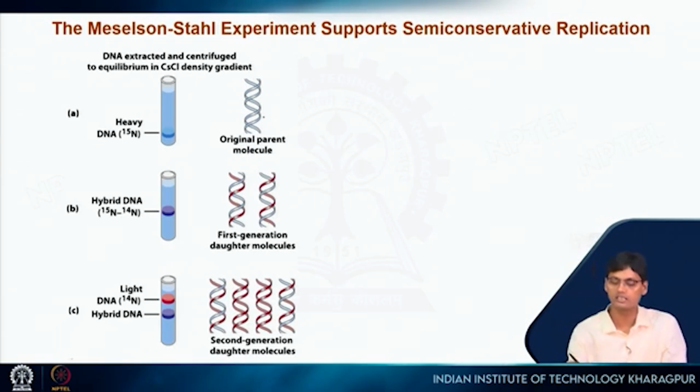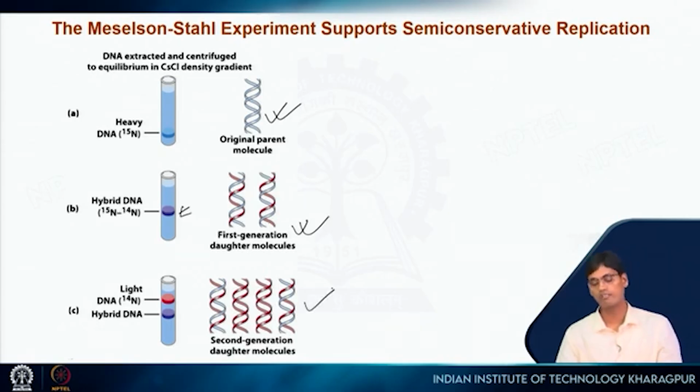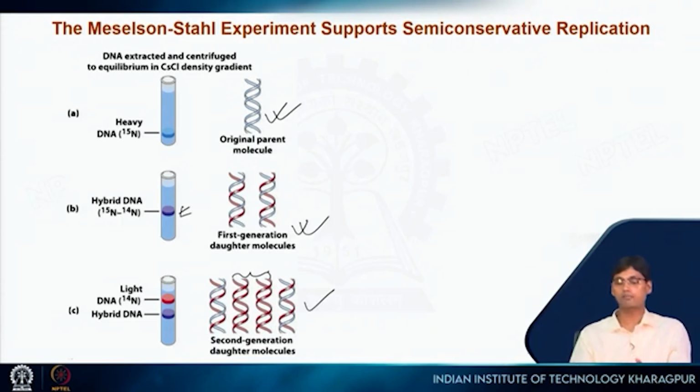As you can see, this is the original or the parent molecule. Both strands are labeled with N15, and here the first generation, both strands are hybrid. That's why you get this hybrid band here. And similarly here the second generation, as I just explained, you have two DNA molecules which are hybrid, and two DNA molecules which are completely light. This is a classic experiment, and many scientists believe it is the most beautiful experiment in biology. It's a very simple experiment, but it clearly demonstrates that DNA replication is semi-conservative.